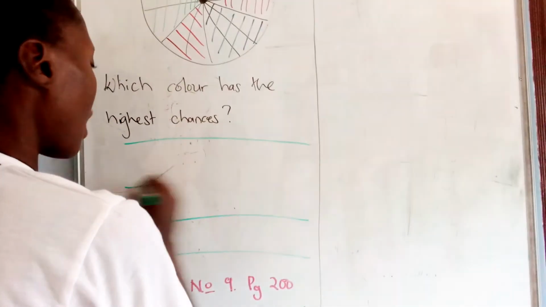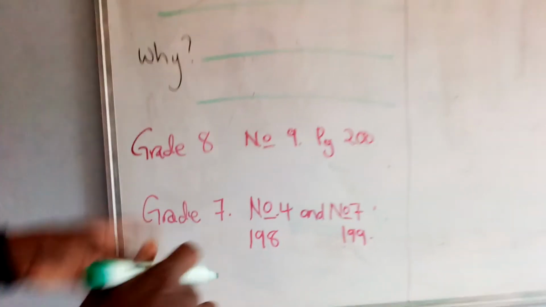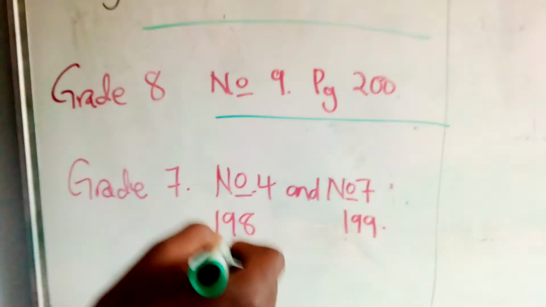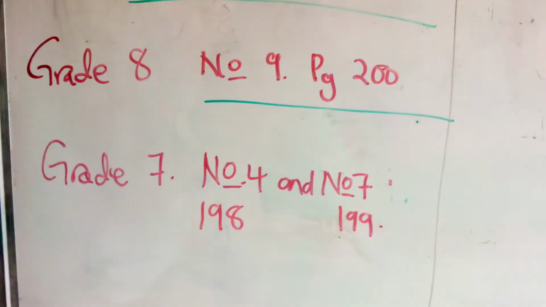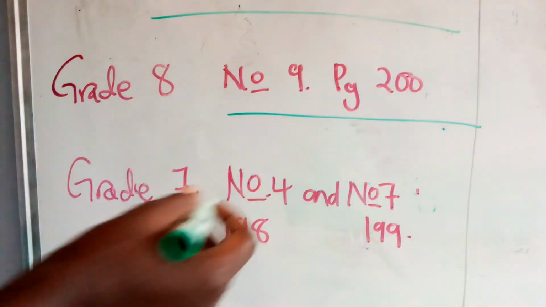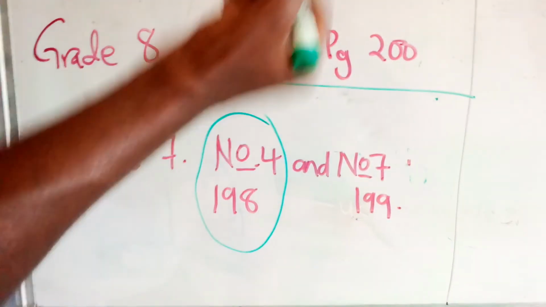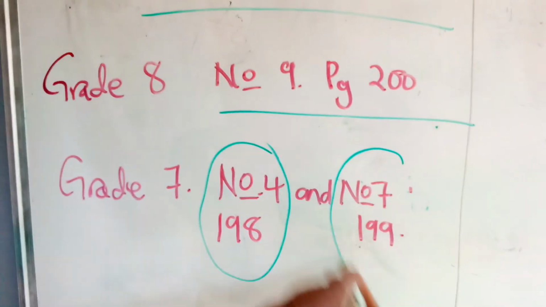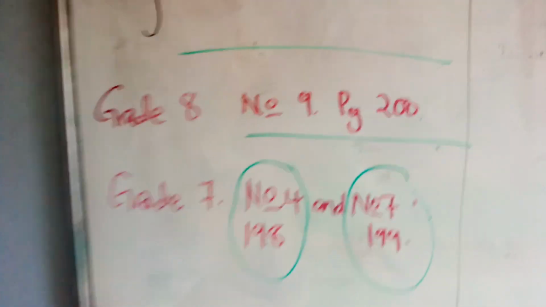And as our assignment for today, grade 8, you have just one number. You can look at number 9, page 200. And then grade 7, you have number 4, page 198, and number 7, page 199. That's enough for today. Nice time.